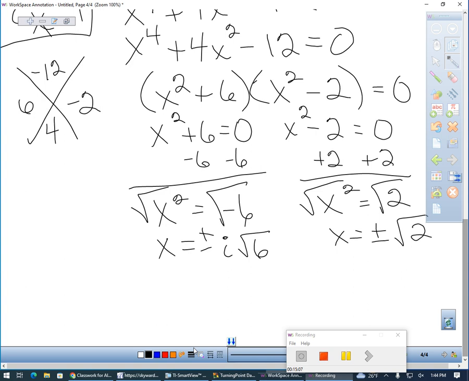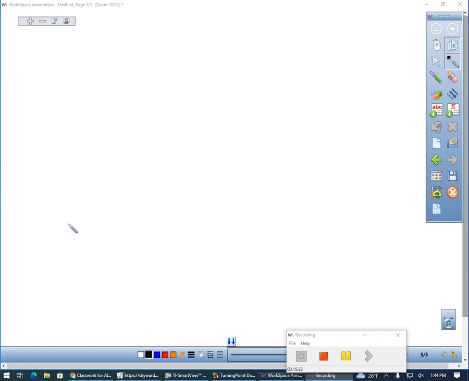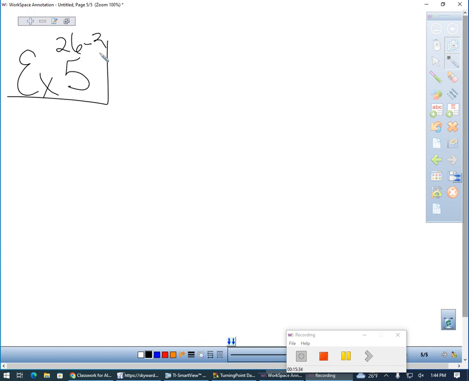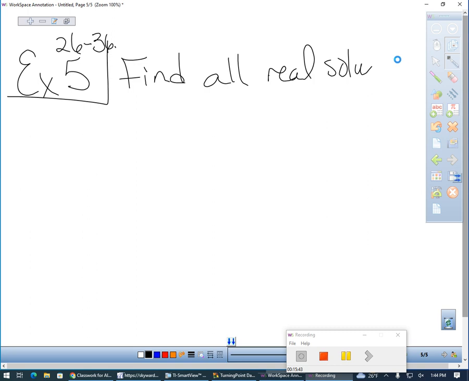All right, last example. Example number 5. Example number 5, 26 through 36. It says, find all real solutions by graphing.